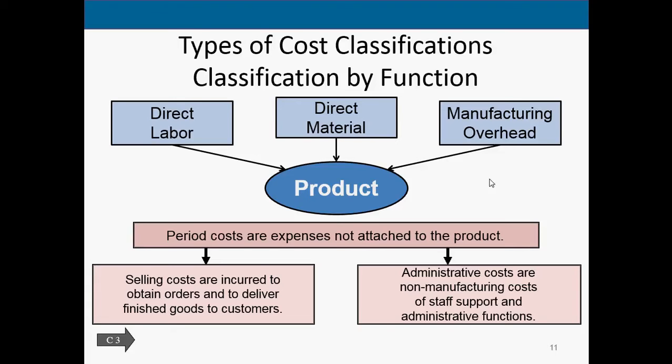Any other cost is considered a period cost. It's something that is not directly attached to the product, such as administrative costs, the CEO of the company, the accounting office. And then selling costs, those costs that happen over in the store so that they can sell those bicycles. Advertising costs, those types of things are all going to be period cost.